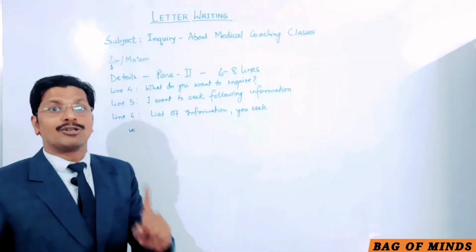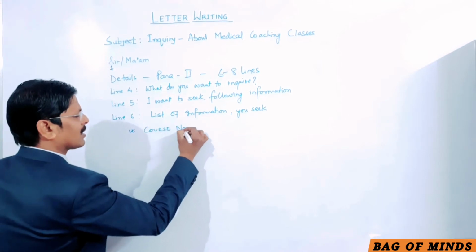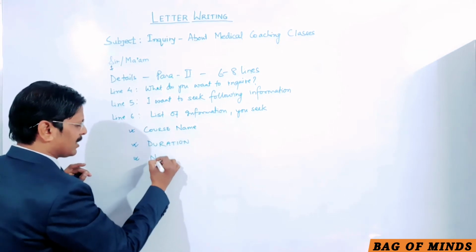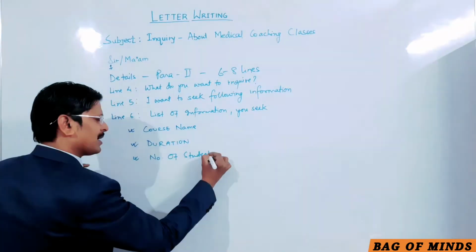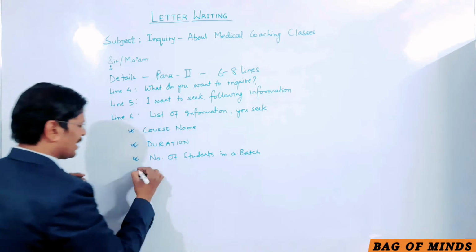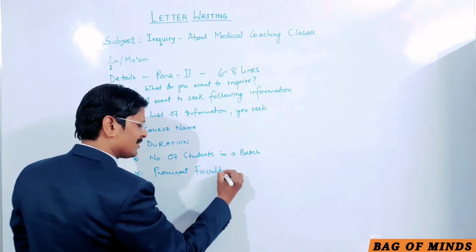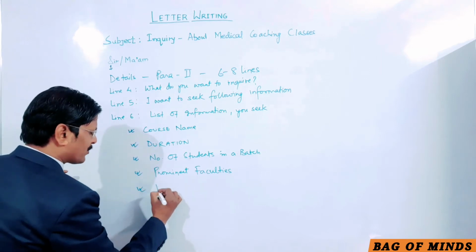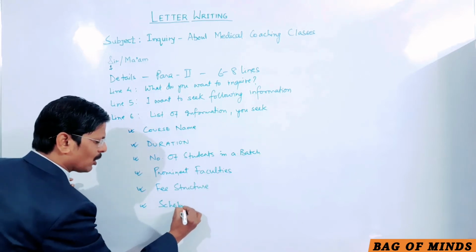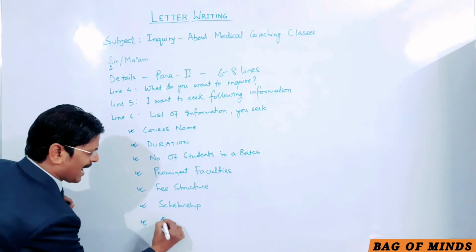So first thing that you should ask in your details would be the course name, then duration, after that number of students in one batch or in a batch. Then you will talk about the faculty members, because you have to prepare for medical coaching classes. So prominent faculties. Then you will talk about fee structure. After that, you can mention about scholarship, because normally most of the coaching institutes in Patna offer a scholarship to meritorious students. And then you can have other information.